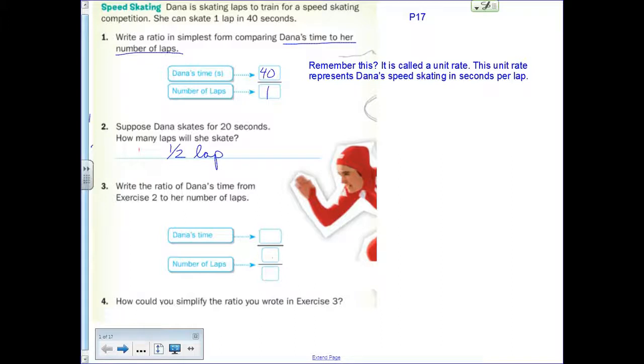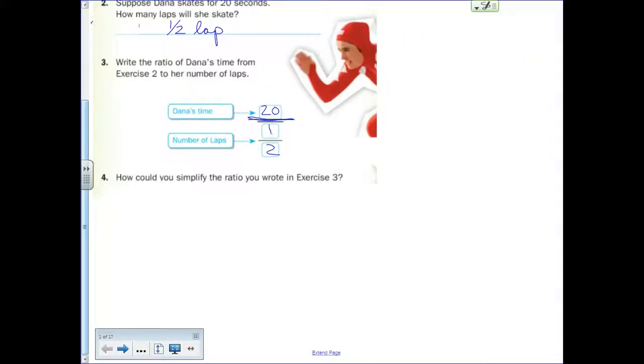It says, write the ratio of Dana's time from exercise 2 to her number of laps. Well, that's going to look like this. It's going to be 20 seconds on top, a larger bar, and then 1/2 on the bottom. That looks really strange, right? We don't write fractions that way, but yet we can. And this is called a complex fraction.